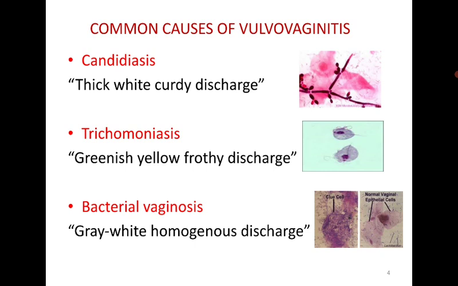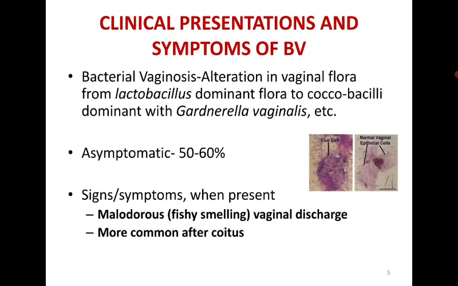Common causes of vulvovaginitis: one is candidiasis, another is trichomoniasis, and another is bacterial vaginosis. Candidiasis typically gives a thick curdy white discharge. Trichomoniasis you will get greenish yellow frothy discharge. In bacterial vaginosis, gray white homogeneous discharge. Okay, these are very important things you have to differentiate.